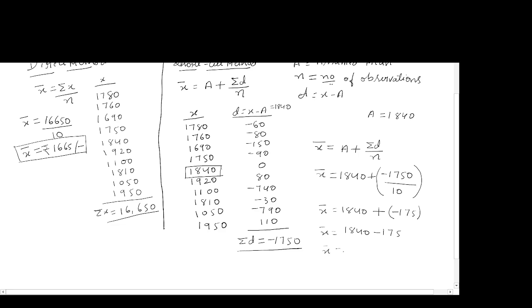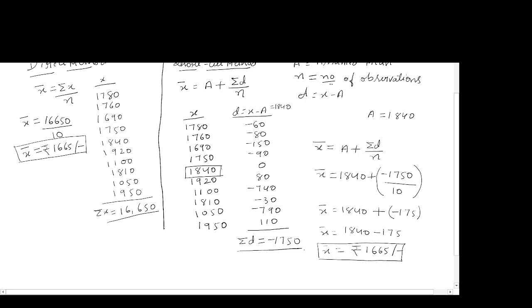So X bar is equal to 1840 minus 175, which is 1665 rupees, because this is the information about income. So we have got X bar is equal to rupees 1665. Now you can observe here, using the direct method also we got the same answer, and using the shortcut method we have got 1665. So whichever method you use, the answer remains the same. So this is the average income of 10 employees working in an office.